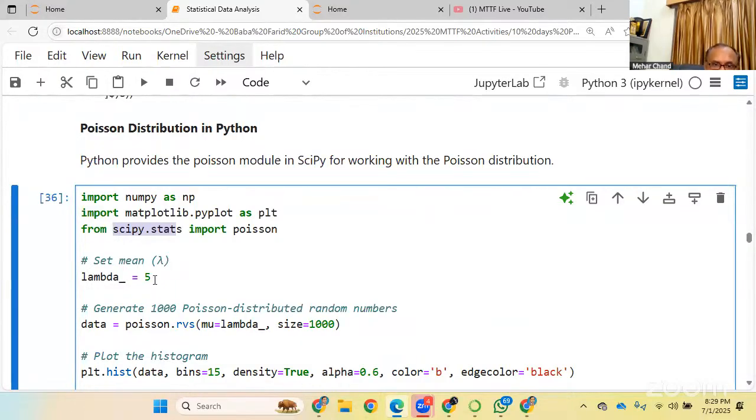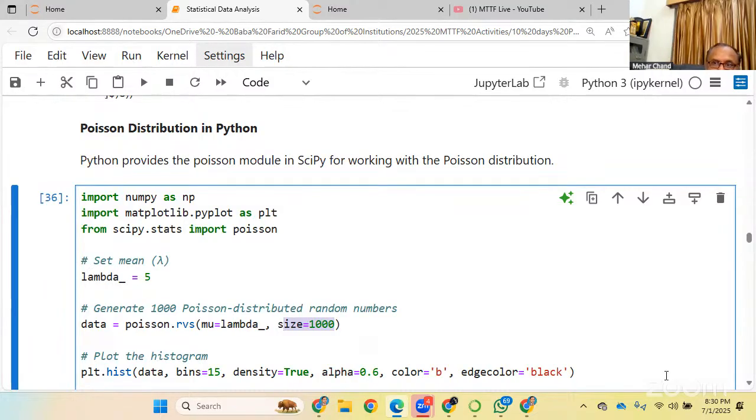We are taking here 5, for example. Okay, if lambda is equal to 5, then generate 1000 Poisson distributed random numbers, and we are using the function poisson.rvs with mu equal to lambda. The value of lambda we have is 5, and size is 1000. So this will generate random numbers.